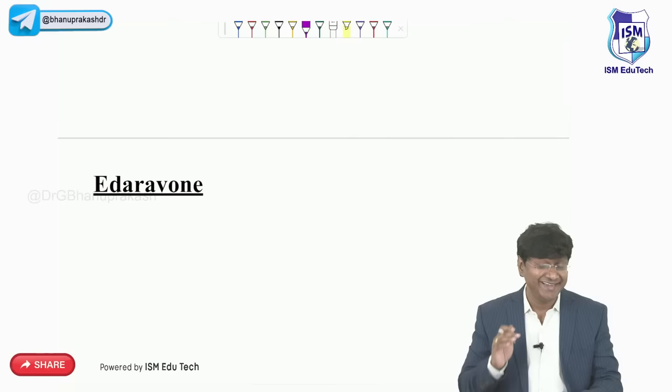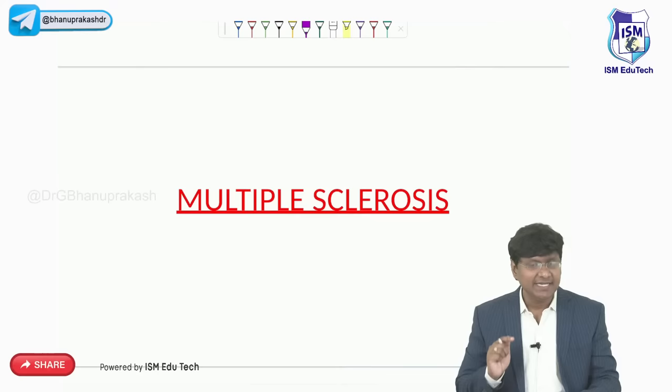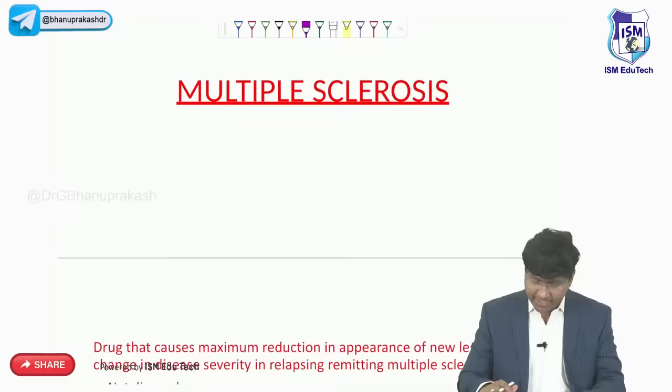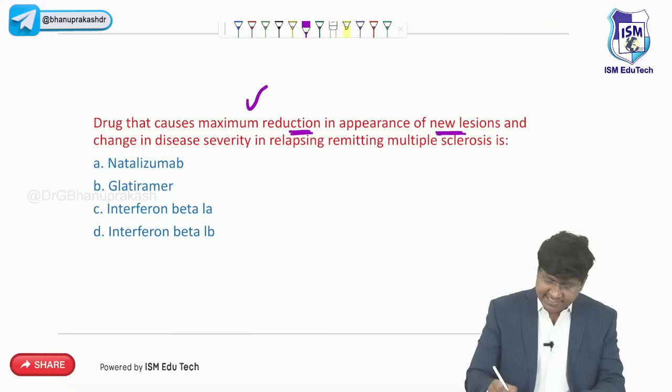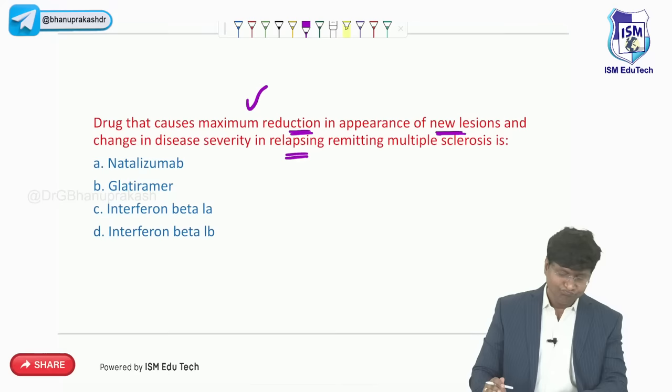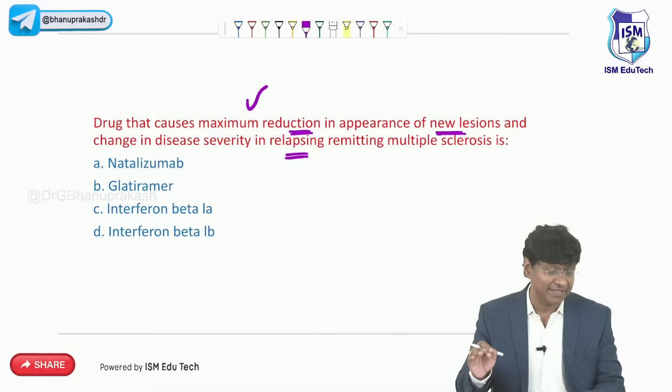And you should not wind up neurology without discussing multiple sclerosis. Multiple sclerosis is another very, very important topic in neurology. Without revising this topic, you should not go to the exam. Now, in multiple sclerosis, what is that particular drug that will cause maximum reduction in the appearance of new lesions and change in the disease severity in RRMS type of multiple sclerosis? Anyone of you? So, which particular drug will cause maximum reduction in appearance of the new lesions?